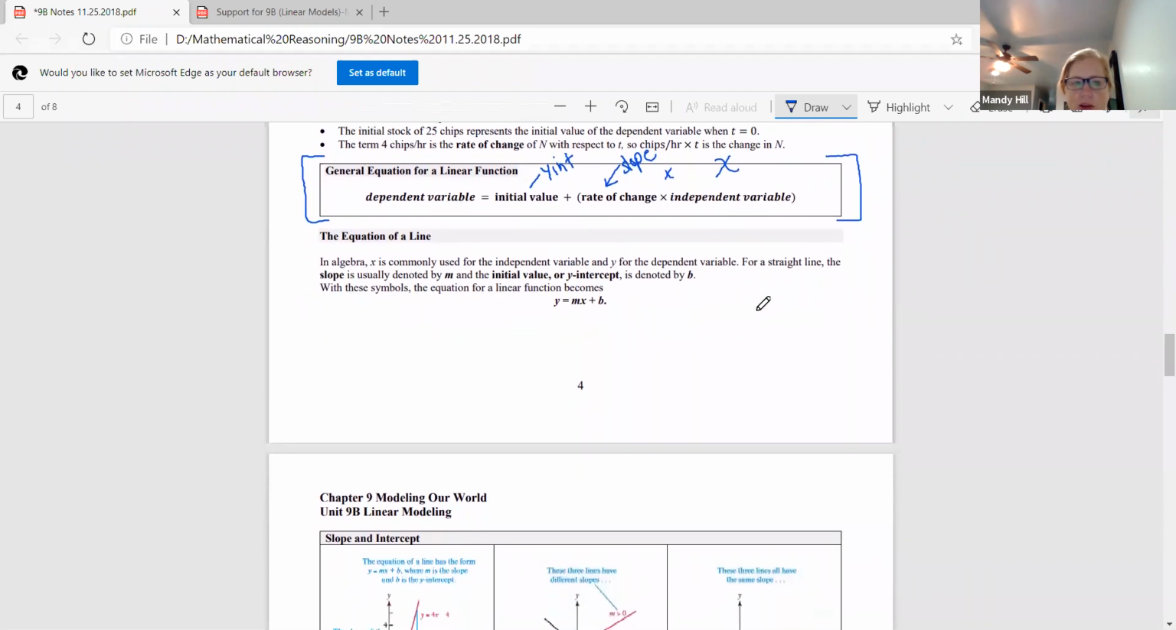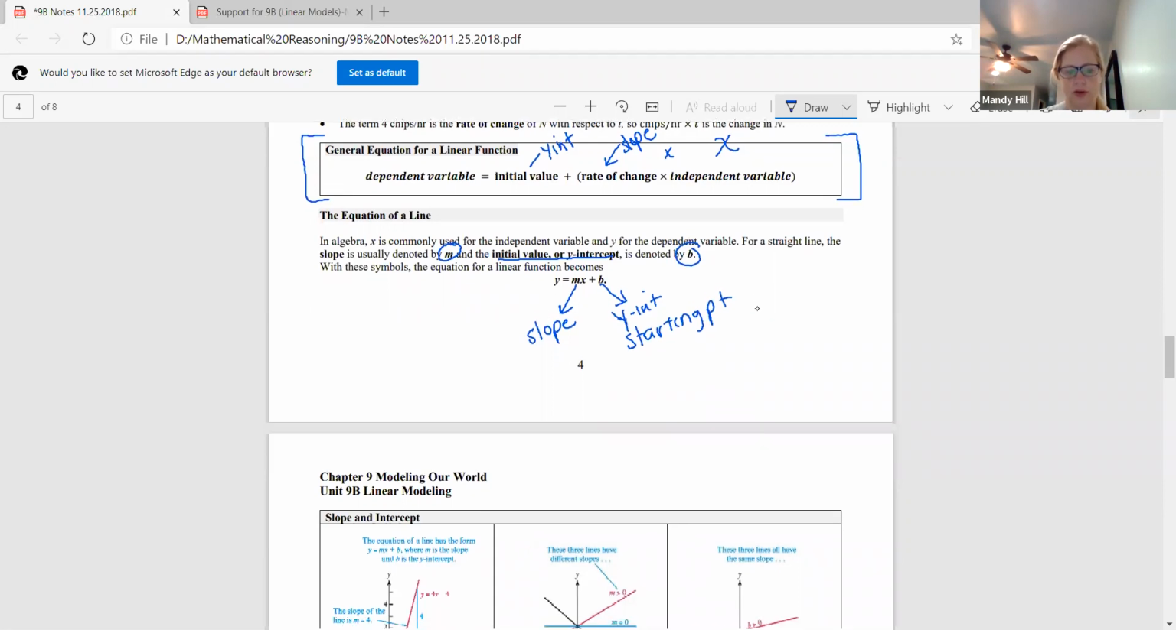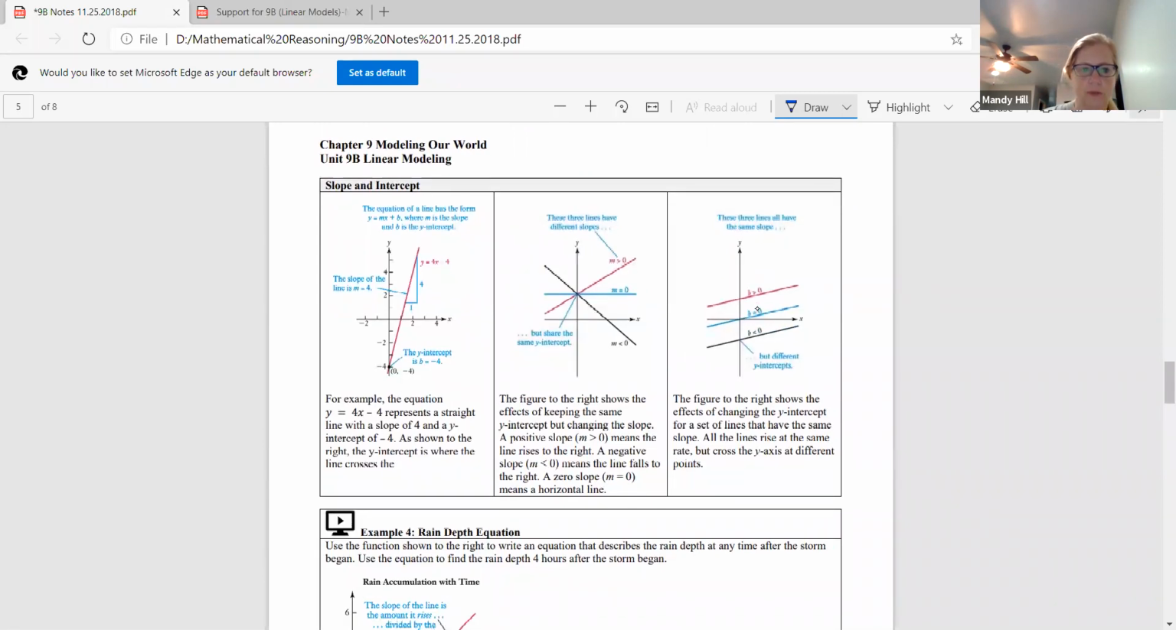For a straight line, the slope is usually denoted by m, which is weird because you would think slope would be s, and the initial value, or the y-intercept, which is what I was talking about before, is called b. So in this equation, m is your slope or your rate of change, b is your y-intercept, and a lot of times we call that our starting point, how much we had to begin with. This equation is important.